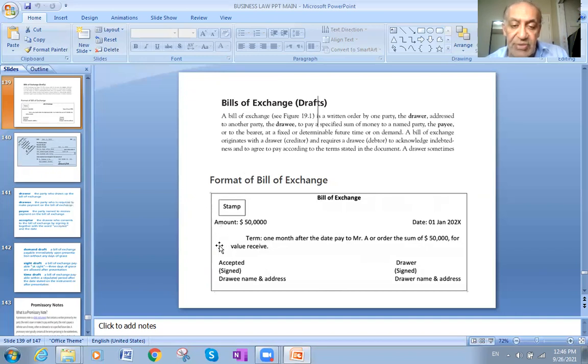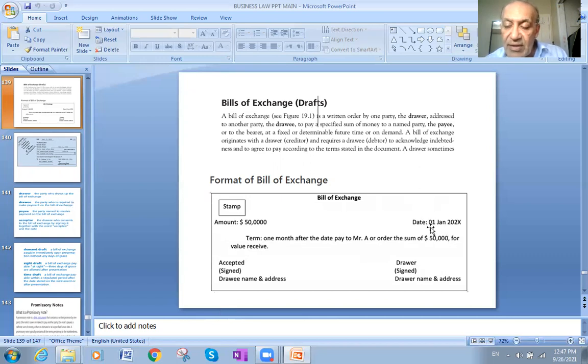Let's see what is going on. On the top left, there will be a stamp, and then written the amount of that bill of exchange. The bill of exchange is like the check, also used for settlement of transactions. And the date should be on the right here, the terms: 1 month after the date. So the maturity date will be 1 month after this date.